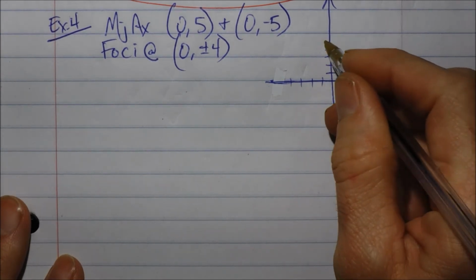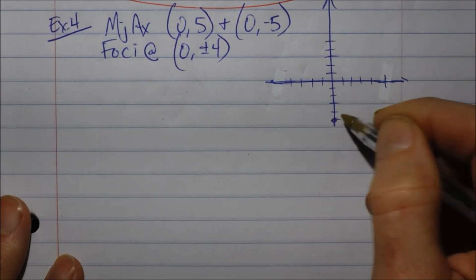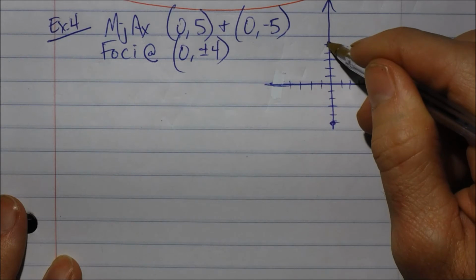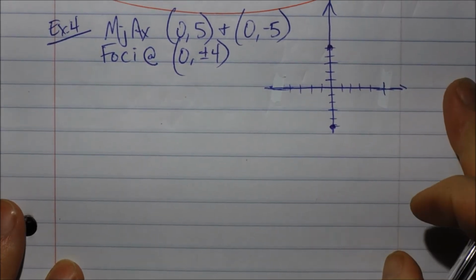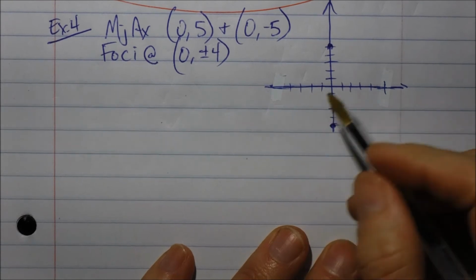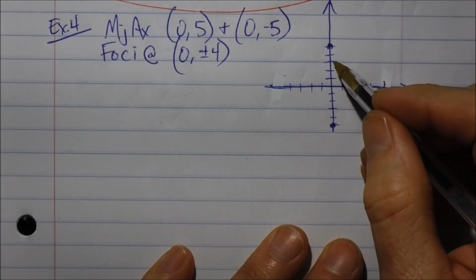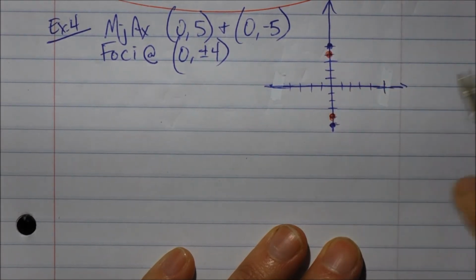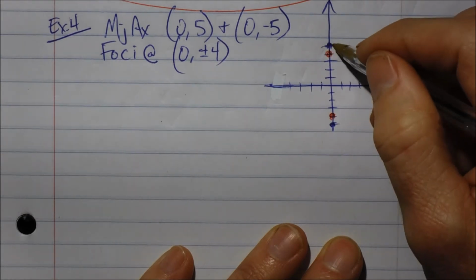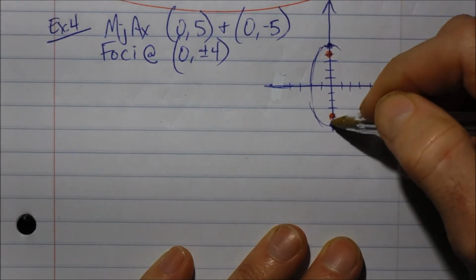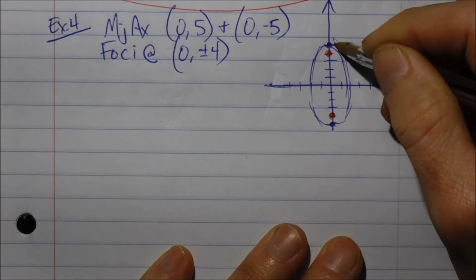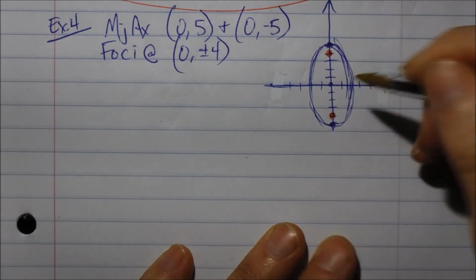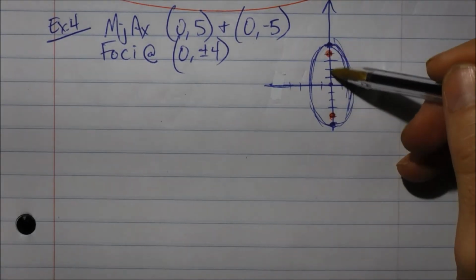1, 2, 3, 4, 5. 1, 2, 3, 4, 5. There you go. (0, 5) and (0, negative 5). So there are the endpoints of your major axis. And then the foci, (0, 4) and (0, negative 4), I'm going to put in red. That tells me right off the bat this is one of those vertical ellipses, right? Do we know where the center is? Well, it wouldn't be too hard to find out. It's centered right there at the origin, right?